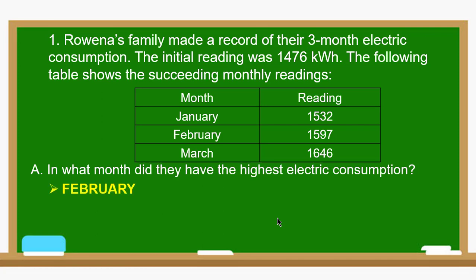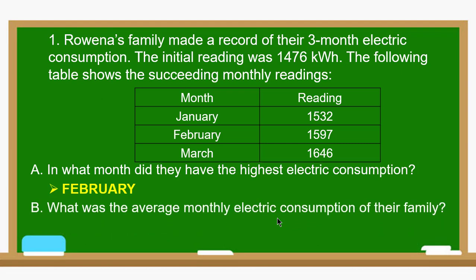February is the answer. Letter B. What was the average monthly electric consumption of their family? .67 kilowatt-hour is the answer.